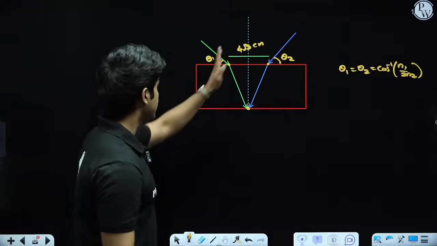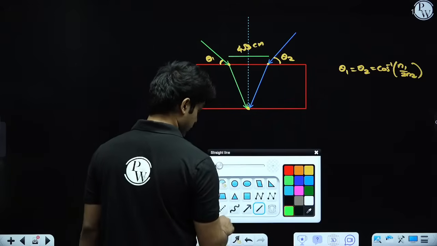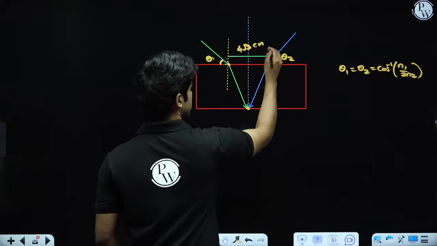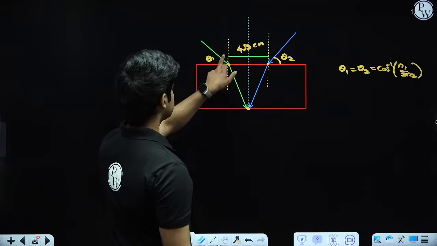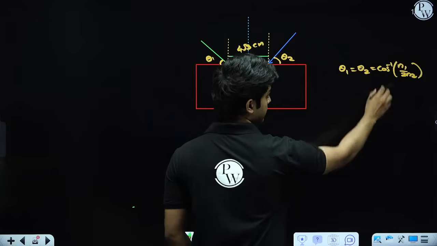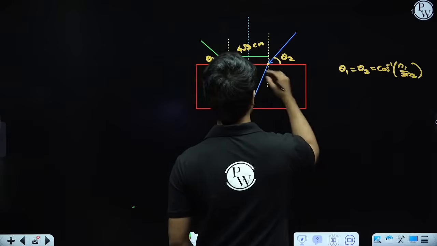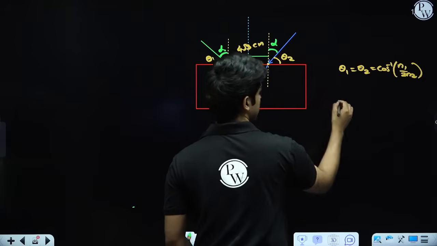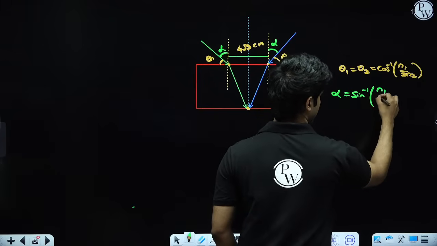Now we need the angle with the vertical because we have to apply Snell's law, right? So we are looking for the angle with the vertical. And what is this angle? This angle is 90 minus theta 1. 90 minus cos inverse of n1 by 2n2, which is actually sine inverse, right? So if this angle is alpha, this angle is also alpha. Alpha is simply going to be sine inverse of n1 by 2n2.